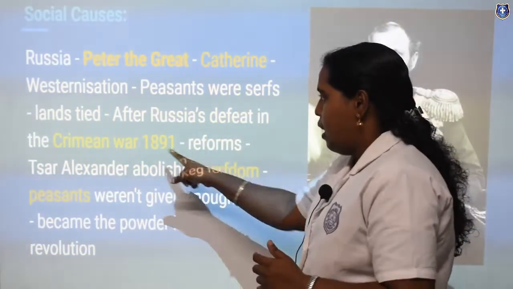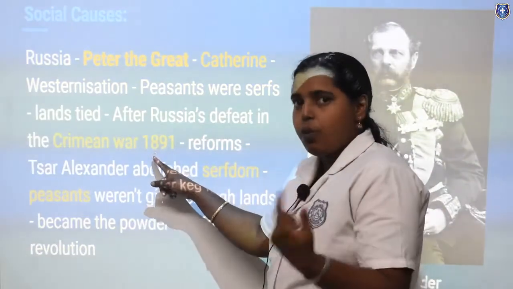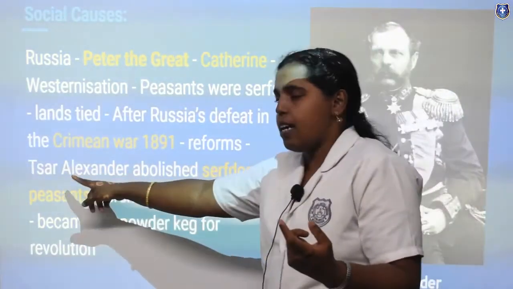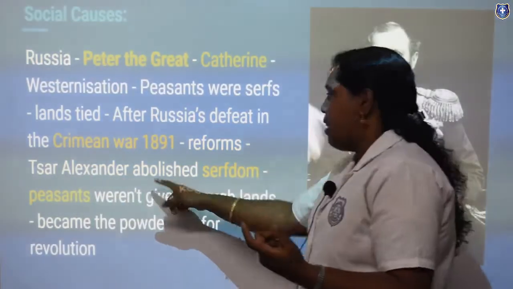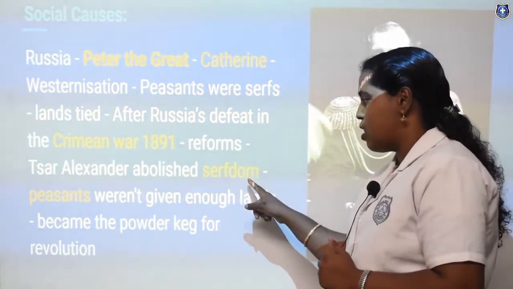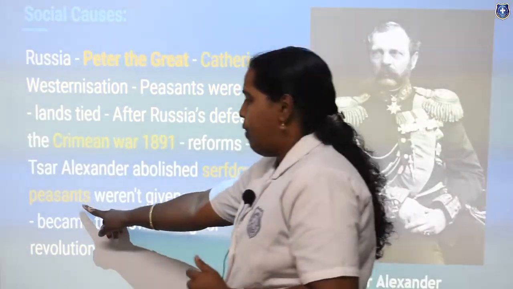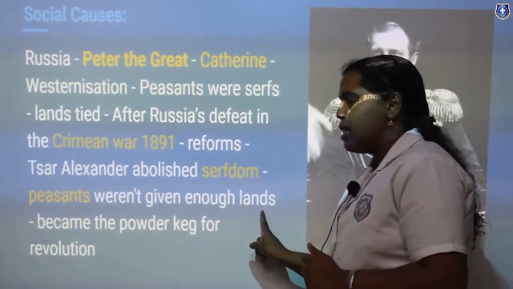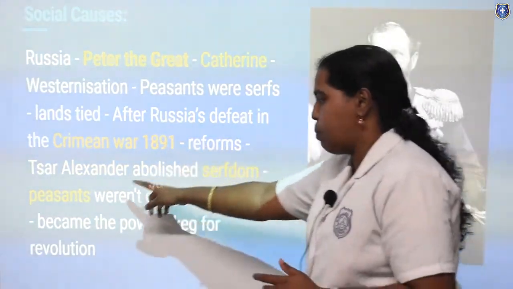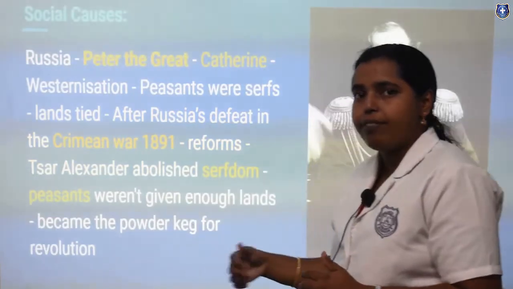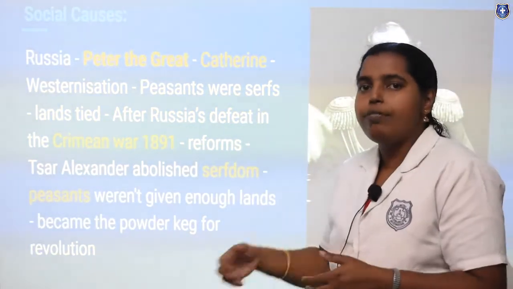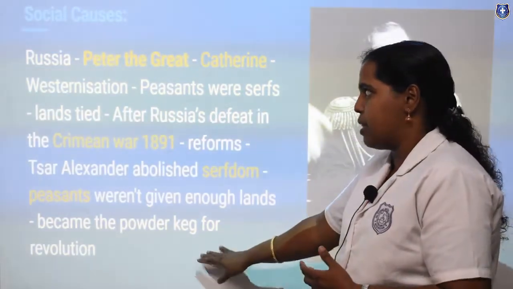So let's see. In the Crimean War, after Russia was defeated, certain reforms were brought by Tsar Alexander, and Tsar Alexander was actually doing a better thing: he abolished serfdom and he gave peasants enough lands, but they were not properly treated. So these peasants became the powder keg for the revolution. Actually, they were the ammunition, like the fuel for the revolution.